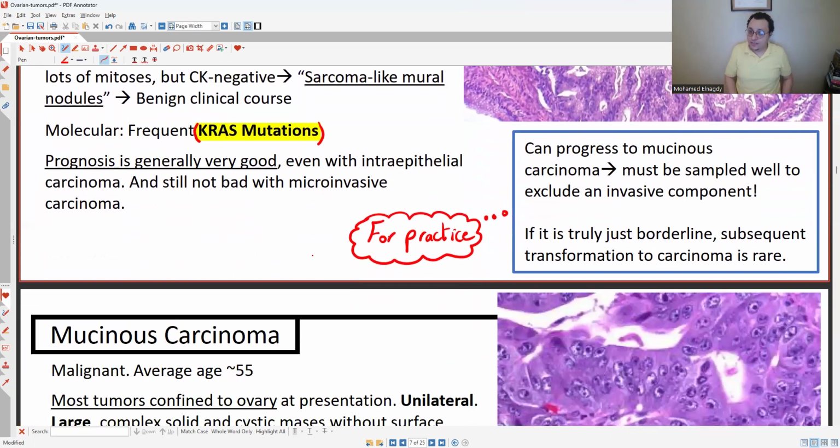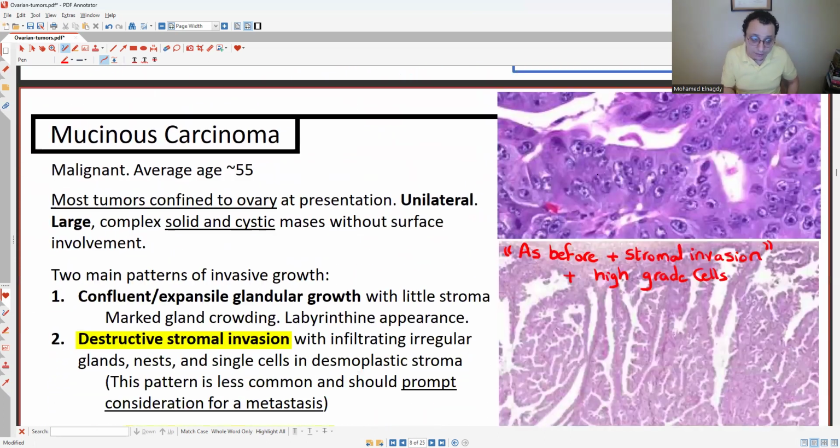Just for your practice, it might progress to mucinous cystadenocarcinoma or invasive mucinous carcinoma. And that's why you need to sample the cyst very, very well. What I mean by very good sampling is to submit at least one section per centimeter, take sections from solid areas and areas showing tufting or papillae, and have a full section including the lining, the stroma, and the cyst wall. Okay?